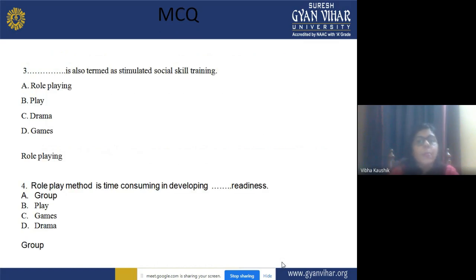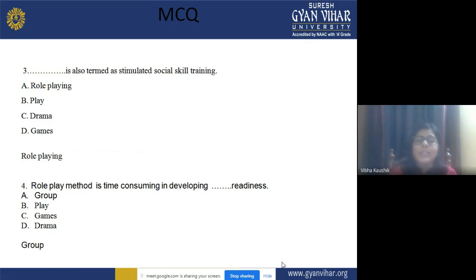Now the third one: dash is also termed as stimulated social skill training. Which term is related to stimulated social skill training? The options are A. Role playing, B. Play, C. Drama, or D. Games. Students, you have to select the correct answer on the basis of the given choices, and the correct answer is option A, that is role playing.